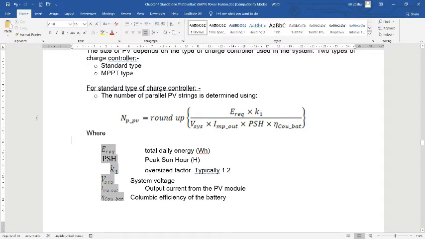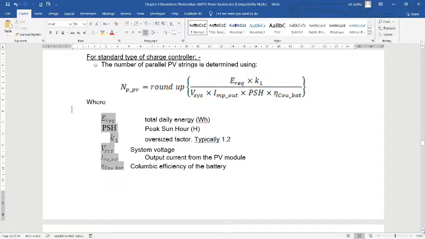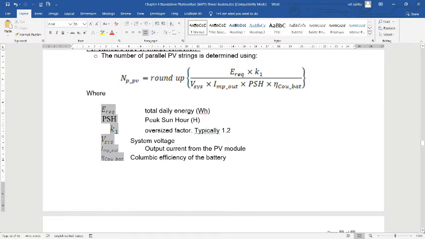multiply with IMP out. IMP out is the output current from the PV module. You need to calculate your IMP out; we will go through this equation after this. Multiply with the peak sun hour, which is the daily peak sun hour, and multiply with the Coulombic efficiency of the battery. You can calculate the Coulombic efficiency, or get it from the datasheet of the battery.